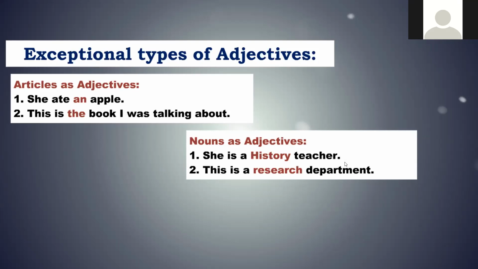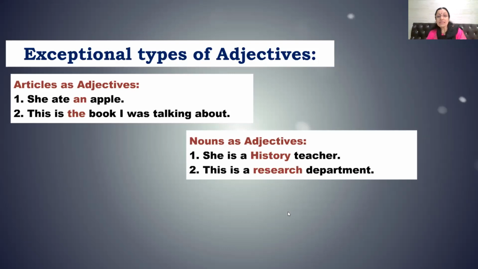She is a history teacher. So nouns used as adjectives. These are not possessive nouns. She is a history teacher, an English teacher. They look like nouns, but they are definitely not nouns. And these are good questions to confuse you.